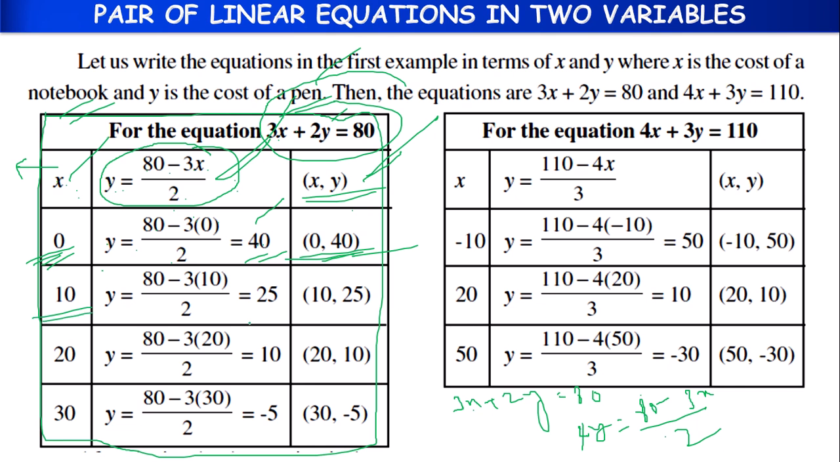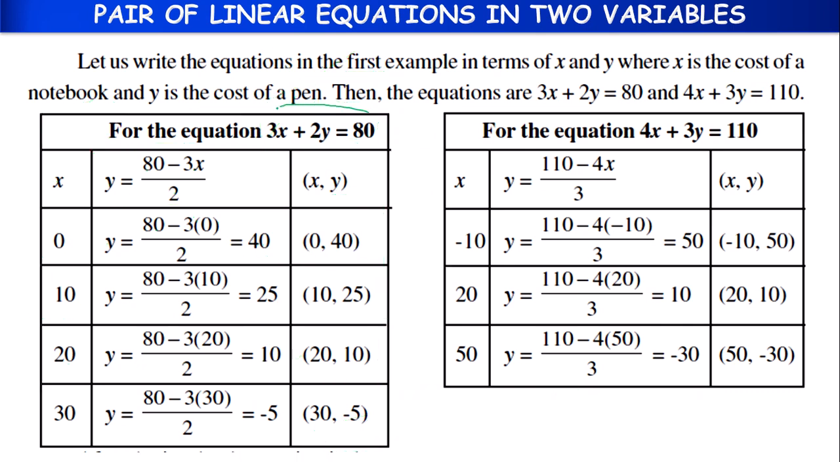When X is 10, Y is 25. 10, 25 is another pair satisfying the given equation. 0, 40 is one pair, 10, 25 is another pair. If X is 20, then Y is 10. 20, 10 is another pair. If X is 30, then Y is minus 5. 30, minus 5 is another pair. Like that, for the first equation regarding X and Y values, we have got so many pairs.